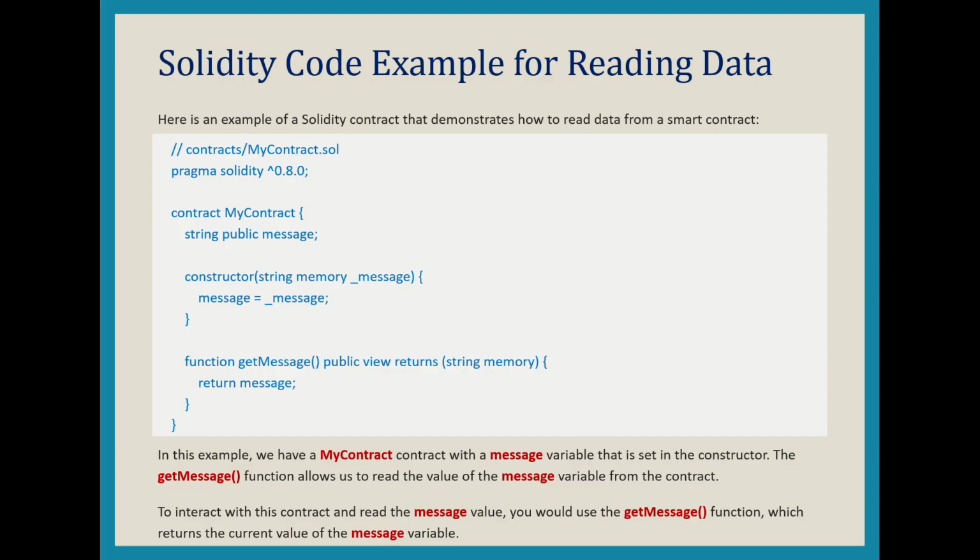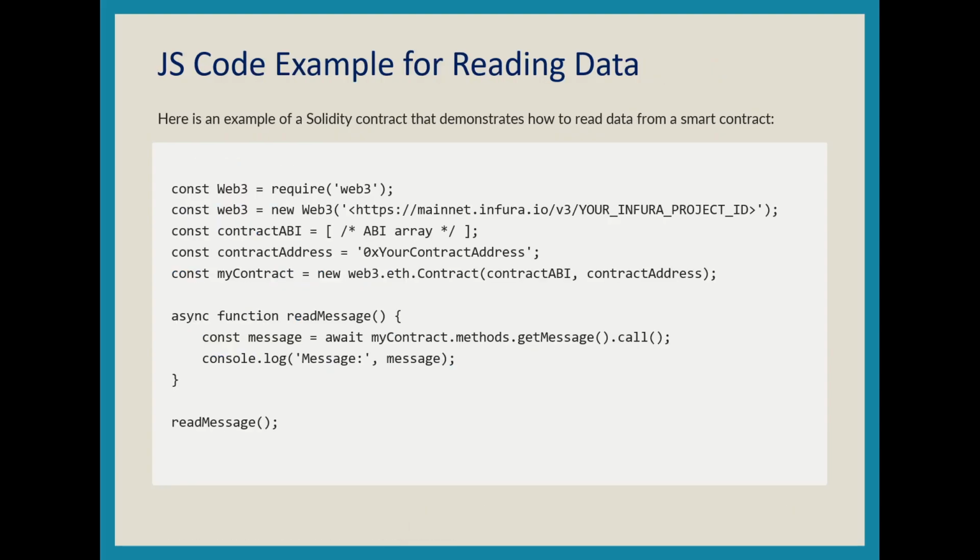So again, a small quick explanation. We have MyContract with the message variable that is set in the constructor. So yeah, this is what the lower part also says. We have the getMessage function to read the value of the message variable from the contract, and to interact with this contract and read the message value, you would use the getMessage function, which returns the current value of the message. So that's it.